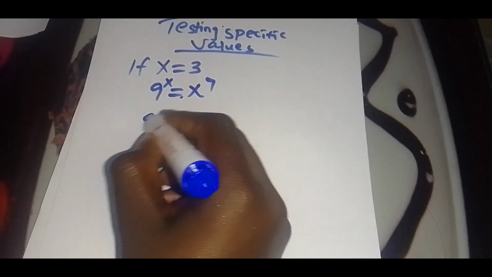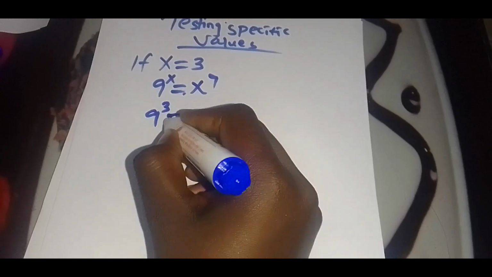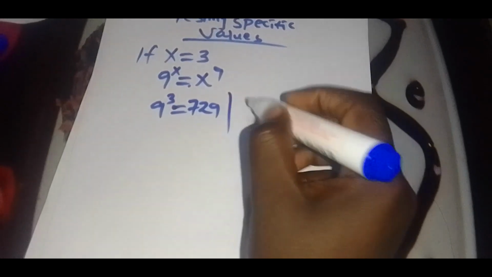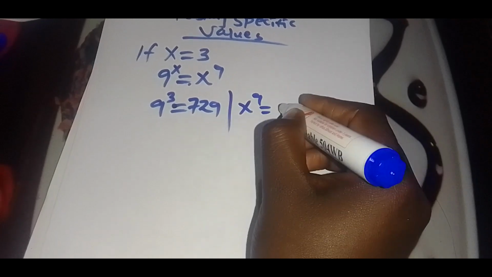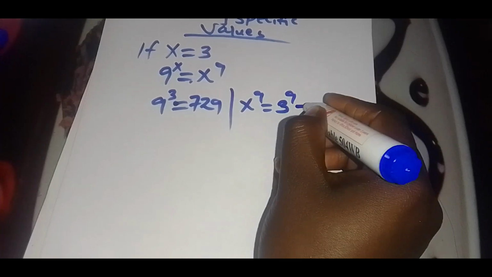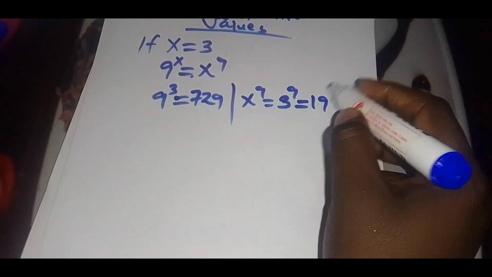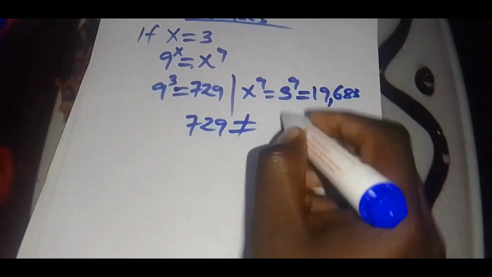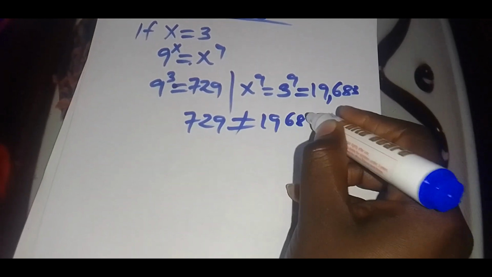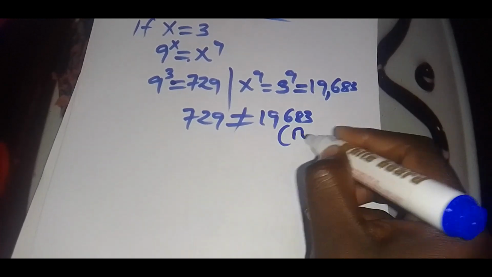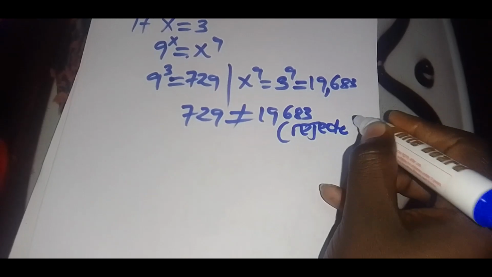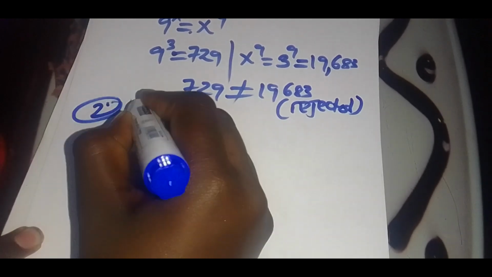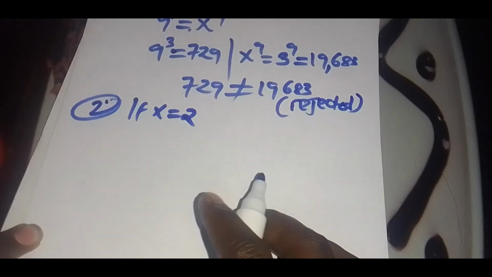So we're going to have 9 cubed, which is equal to 729. For the other part, we have x raised to power 9, so this is 3 raised to power 9, which is equal to 19,683. We can see that 729 is not equal to 19,683, so x equal to 3 does not satisfy the equation. So let's test if x is equal to 2. Will it satisfy the equation?